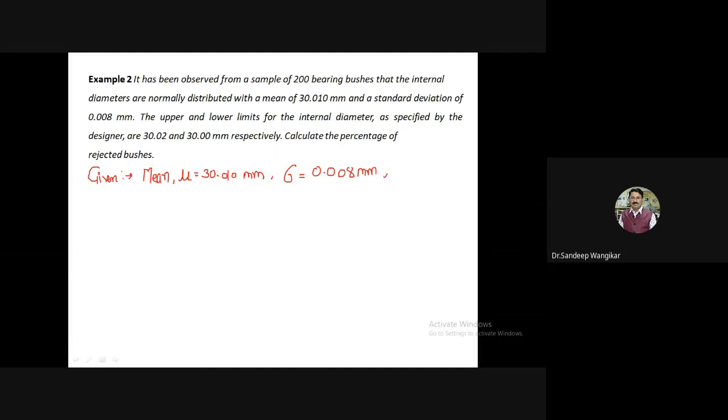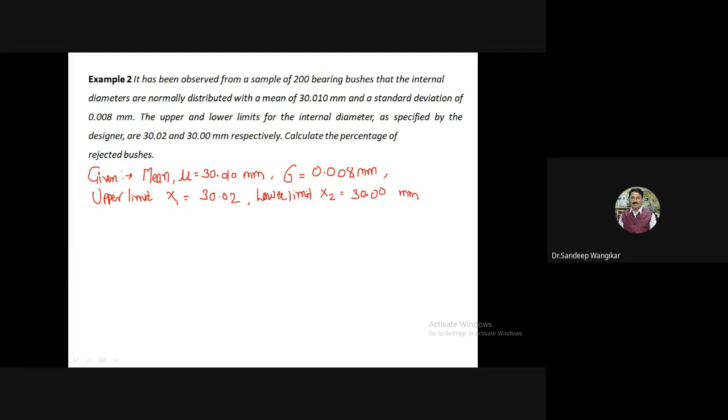The upper and lower limits of internal diameter are specified by the designer. The upper and lower limits. So I can say x1 is equal to 30.02. For your understanding, you can write upper limit, and similarly you can write lower limit, x2 is equal to 30.00 millimeter.